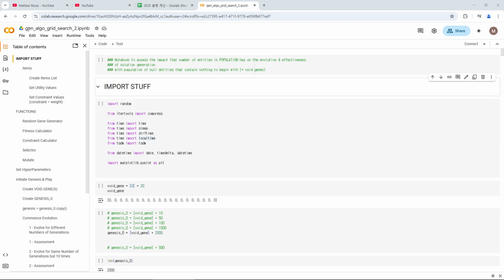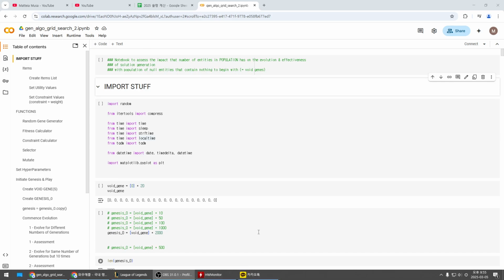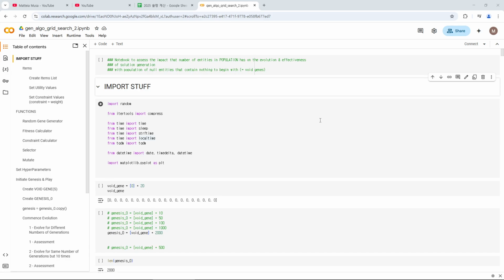this genetic algorithm grid search 2, and the purpose of this notebook is to assess the impact that the number of entities in a population has on the evolution and effectiveness of entity generation, with a population of null entities that contain nothing to begin with, or void genes.